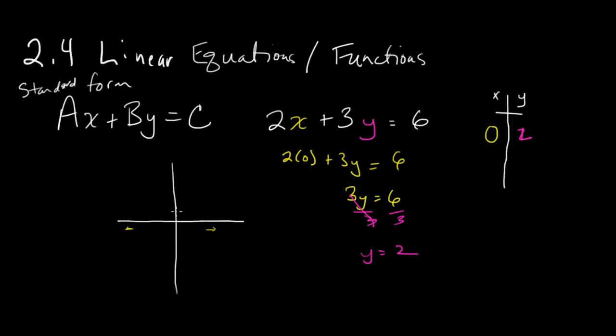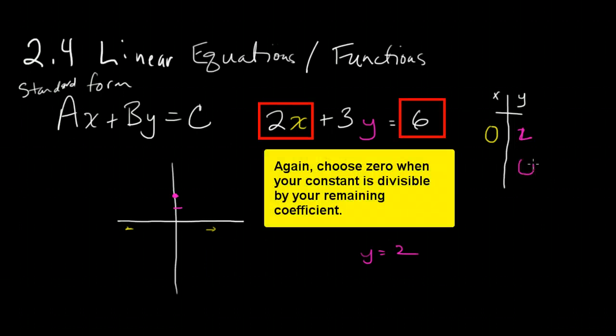So from the origin, I would go left or right 0, and go up 1, 2, and I'll put a nice little dot right there. Now remember, we only need 2 points to draw a line, and then all other points on that line will in fact satisfy our equation. So let's see what happens when we make y a 0.